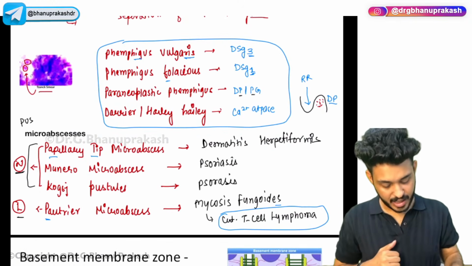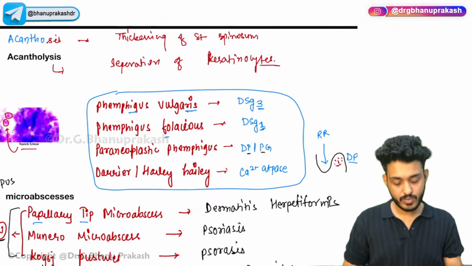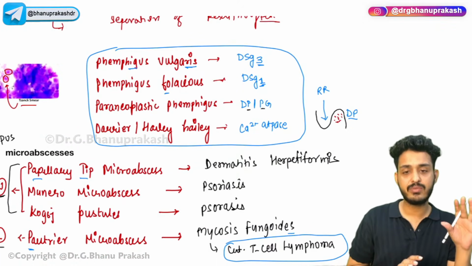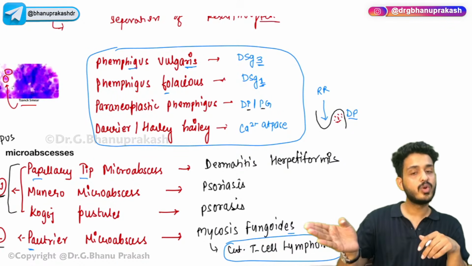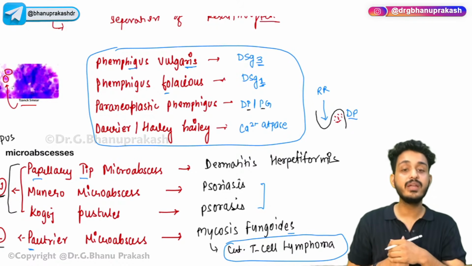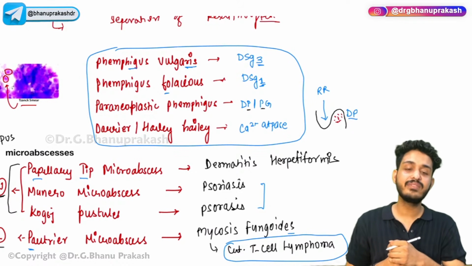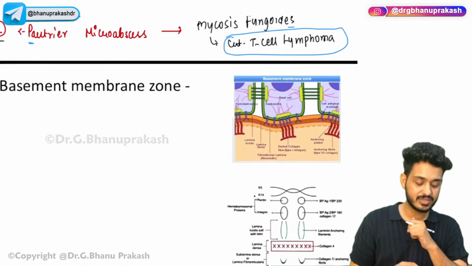Till here, is it understood? Are you guys understanding? We are done with the epidermis part, okay. Now these are the important pointers that we have to remember, okay. Papillary tip microabscess, dermatitis herpetiformis, Munro's microabscess, and Kogoj's pustule. I would be showing you the image. That would be psoriasis, okay. And then we are having Pautrier's microabscess, that you will be finding in mycosis fungoides, okay.